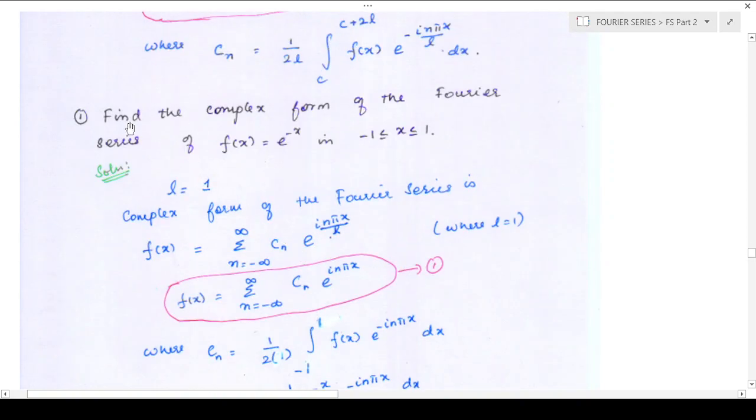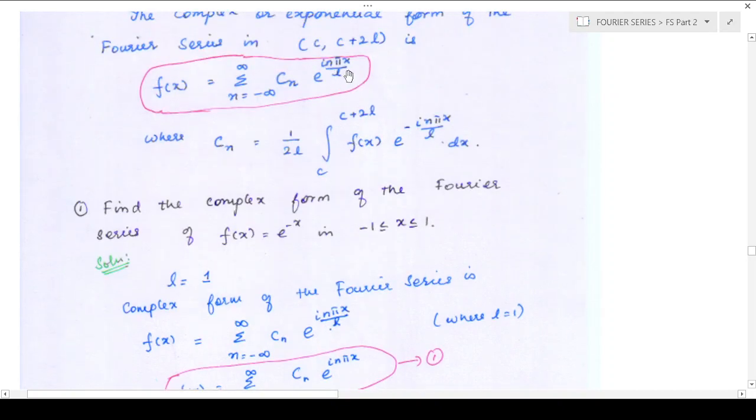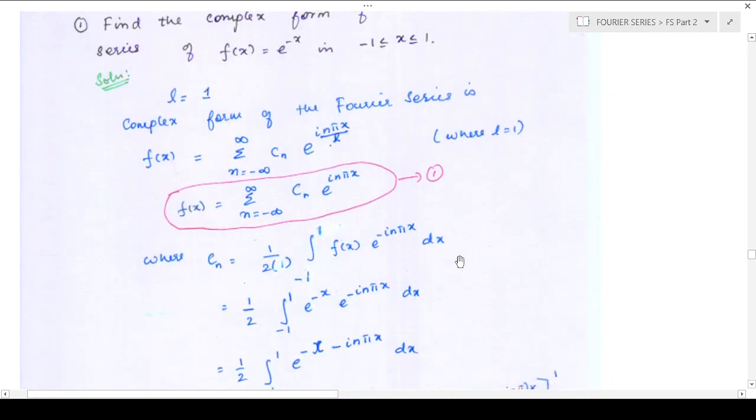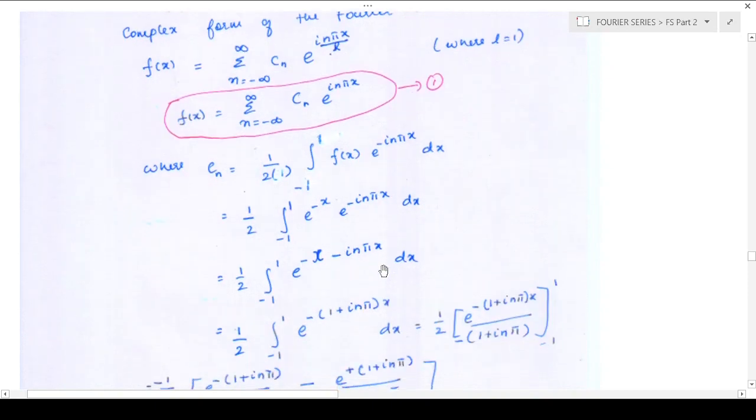Now we are going to come across the problems. Find the complex form of the Fourier series of f of x equal to e power minus x in the interval minus 1 to plus 1. So your l is 1 here. Wherever l, you substitute 1. So your complex form of the Fourier series is summation n equal to minus infinity to plus infinity cn e power i n pi x divided by 1. You mark it as equation 1. Then you write the cn value, wherever l you put 1. Then you are integrating. Before integration, put f of x equal to e power minus x.